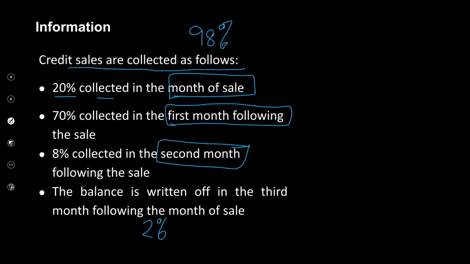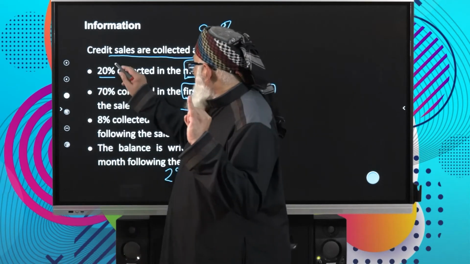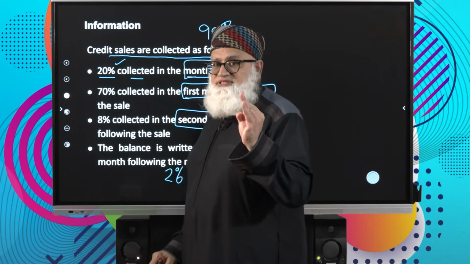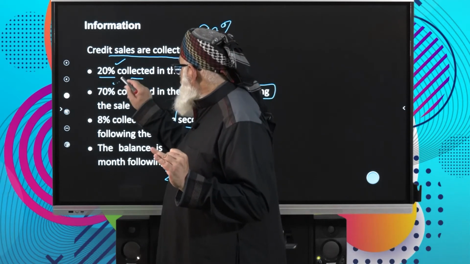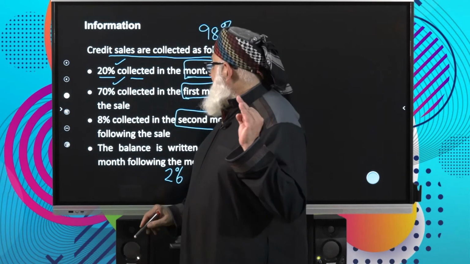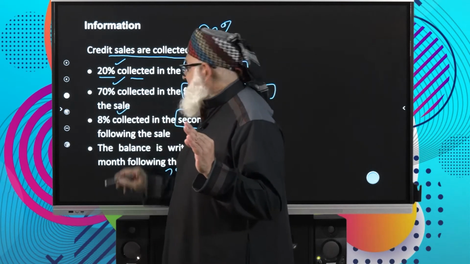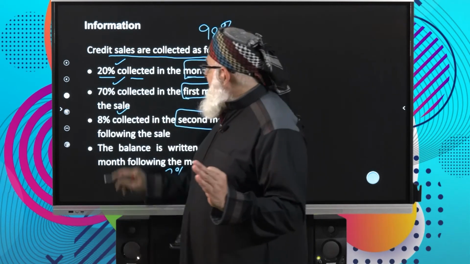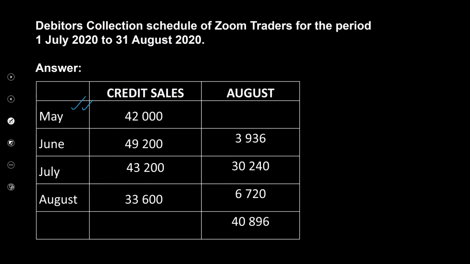20% will pay us in May, as per our agreement. 70% will pay us in June. 8% will pay us in July. Therefore, notice that May's credit sale has no impact on August. The question that you may be asking is, why is the 2% not shown in August?